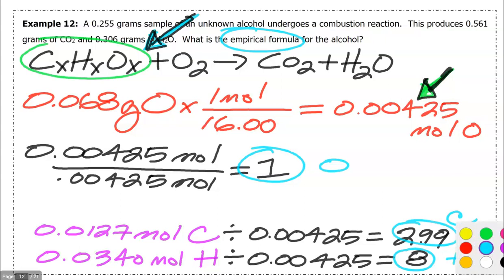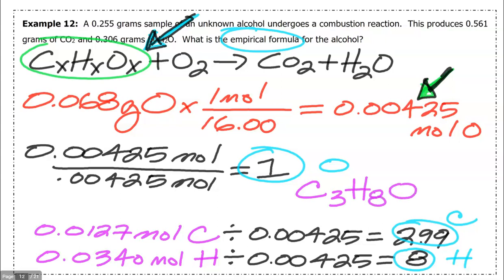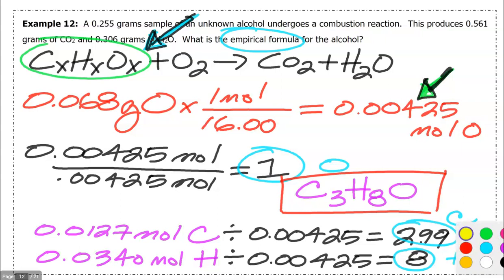So I can just create my final formula, which would be carbon, and that's going to get a 3. And then my hydrogen, which is going to get an 8. And then my oxygen, so C3H8O. And so that is my empirical formula for my mystery alcohol, and that would be your final answer. Now, a lot of work here. So IB has stressed this in the curriculum, so it's likely that this would come up.